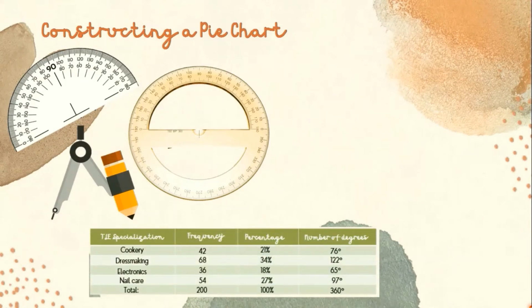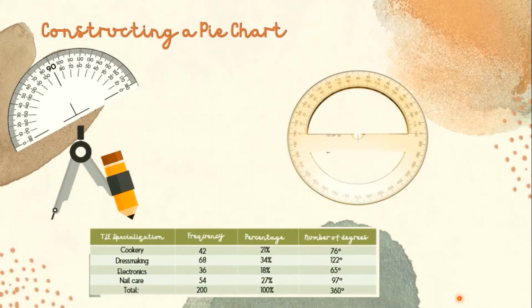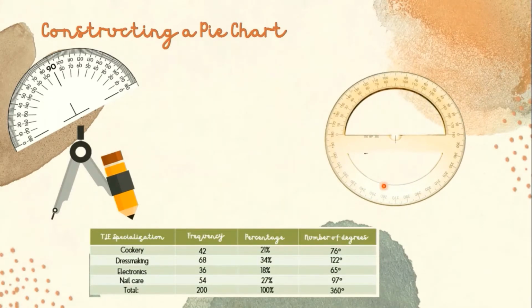Ito yung ating summary of the table. Daily specialization, frequency, percentage, and number of degree. For constructing the pie chart, I'll use this geometric tool for construction kasi mas madali siya, isang buong bilog na. But you can always opt to choose the other two. I'll start by marking the center of the circle, then one by one, construct tayo no sectors per daily specialization.